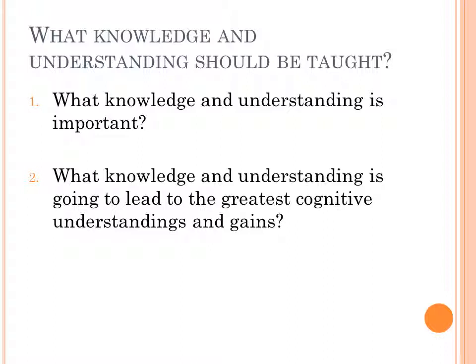Now that the key ingredients of the planning have been outlined, we turn to a critical evaluation question that teachers must address. What knowledge and understanding should be taught? The two sub-questions that follow are: what knowledge and understanding is important, and what knowledge and understanding is going to lead to the greatest cognitive understandings and gains. The starting point when determining what is to be taught should be the curriculum. This includes appropriate complexity and desirable goals.